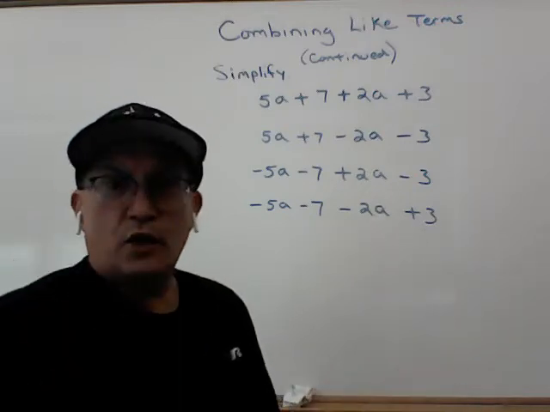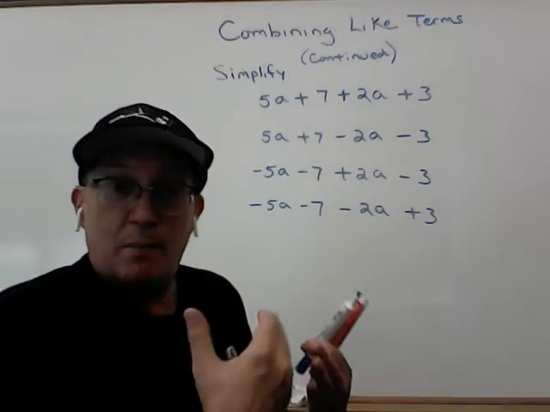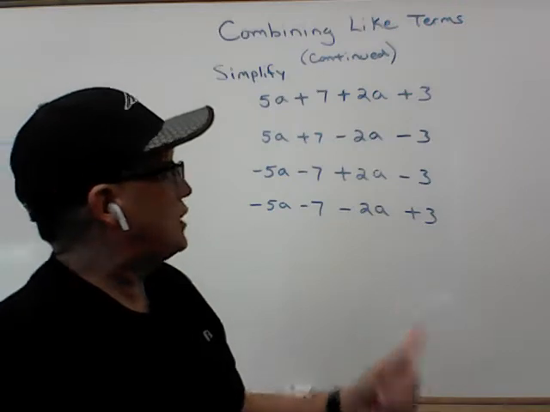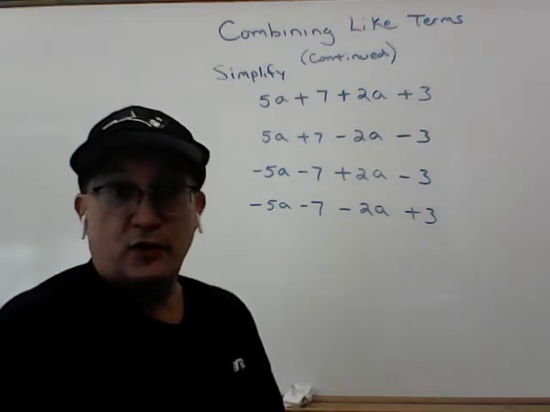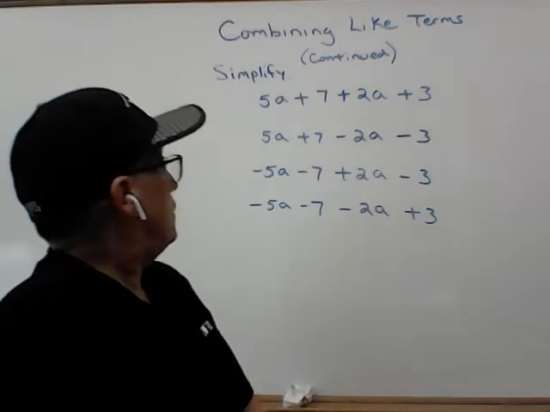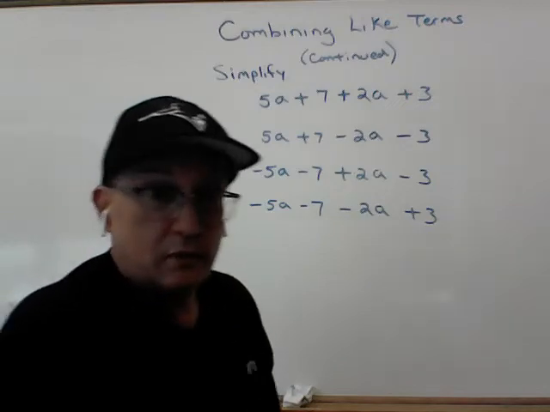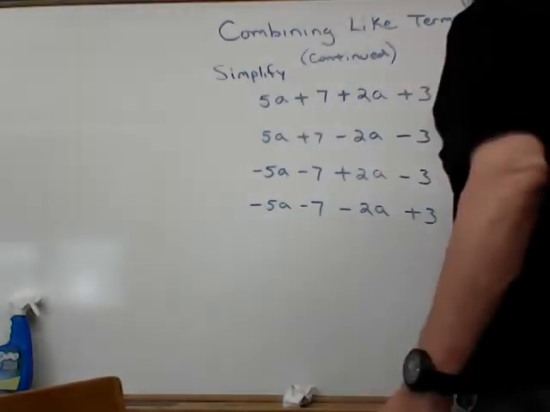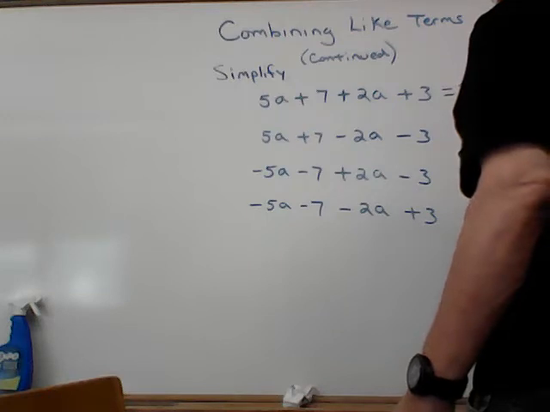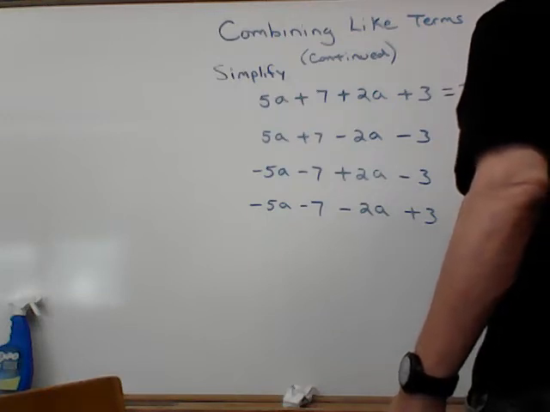And you can do it any way you want. So you can mentally combine the like terms. What do you think the first one comes out to be? Add the a terms, add the number terms. 7a plus 10, right? Isn't this easy? This is incredibly easy. 7a plus 10.